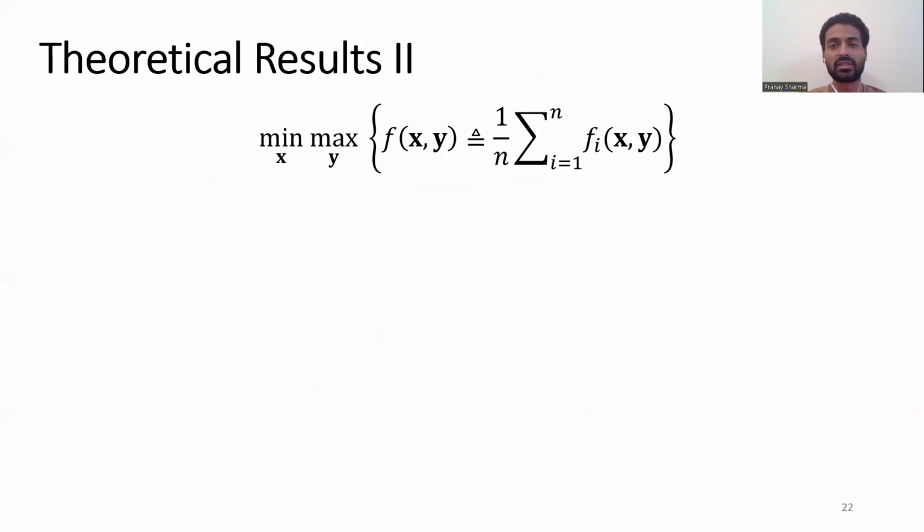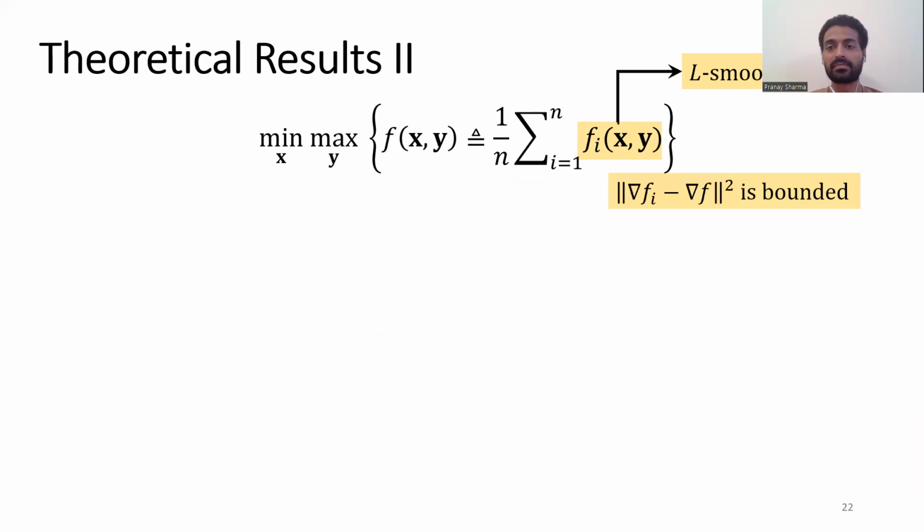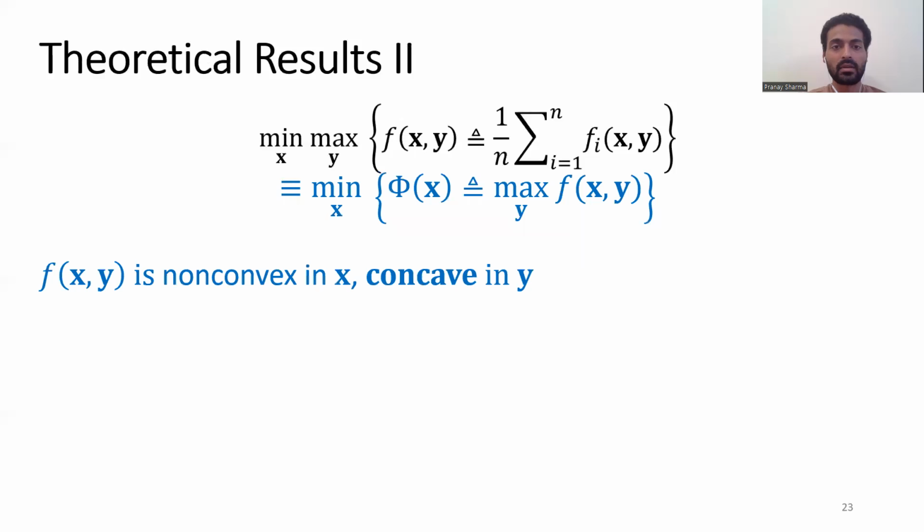Let's look at another class of functions. Again, we assume all the local functions are smooth in both X and Y. Again, we assume that the local gradients, grad Fi's, are within a bounded radius of the global gradient, grad F. Now, instead of assuming that the function is strongly concave in Y, which we assumed in the previous class of functions, we assume that the function is just concave in Y. It stays non-convex in X, but the function is now concave in Y, right? So we are considering a slightly larger class of functions. Again, we define phi as the function we achieve after performing the maximization operation.